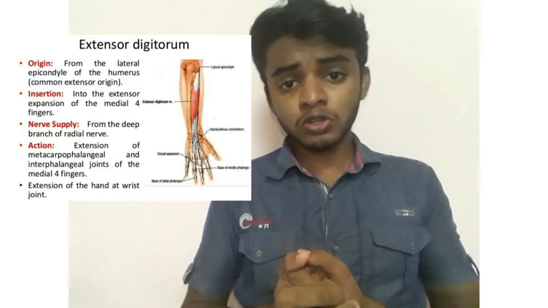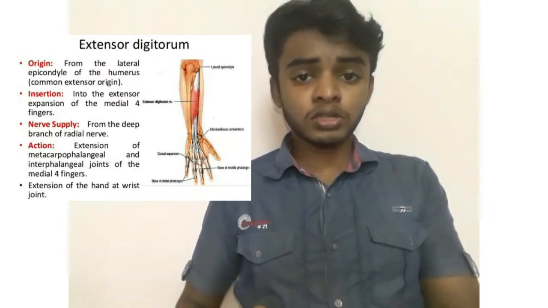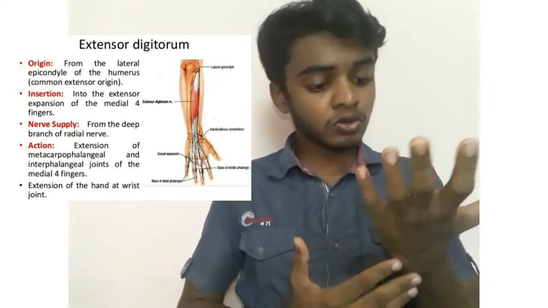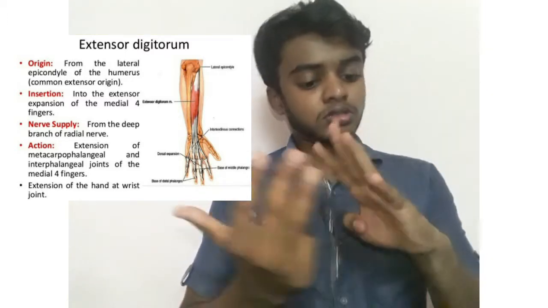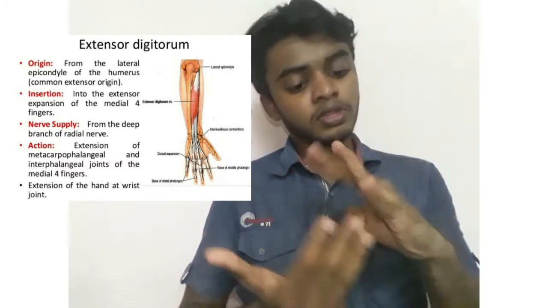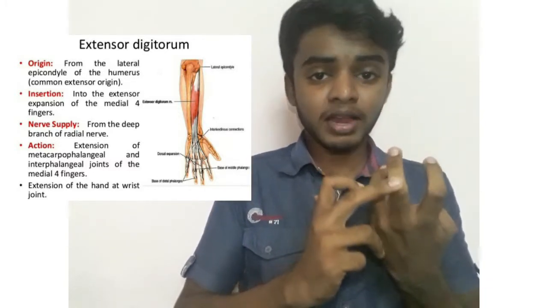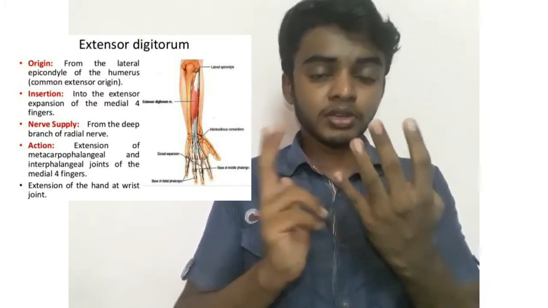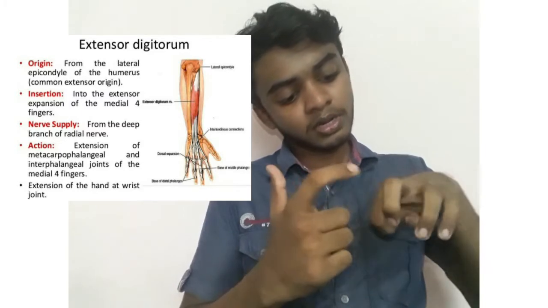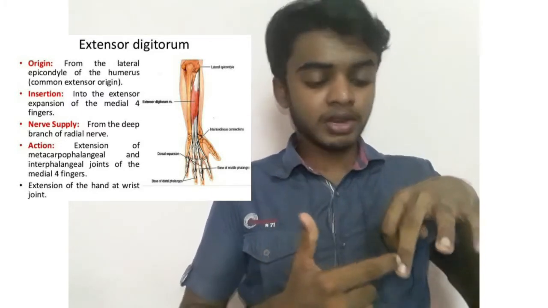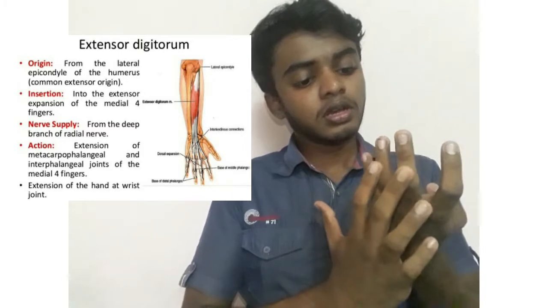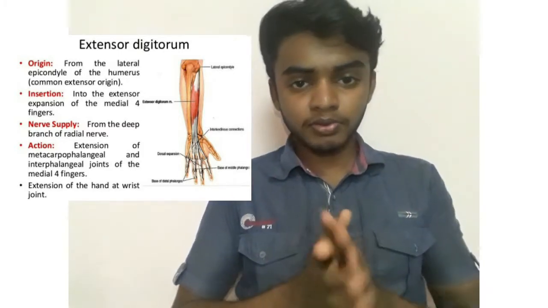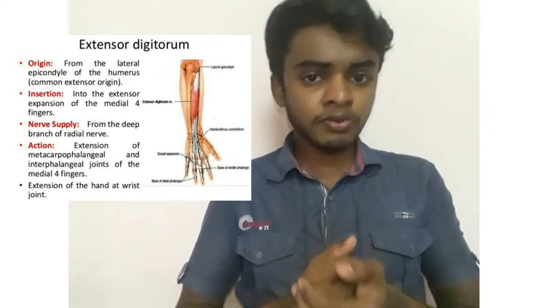Then the extensor digitorum. Extensor digitorum also takes its origin from the lateral epicondyle of the humerus, and it is inserted into the base of the middle phalanges of the second, third, fourth, and fifth fingers. Okay, so this is the proximal, middle, and distal phalanges. So it is inserted into the middle phalanges of the second to fifth finger, and it is supplied by the deep branch of the radial nerve.